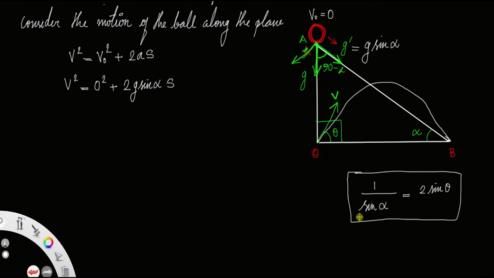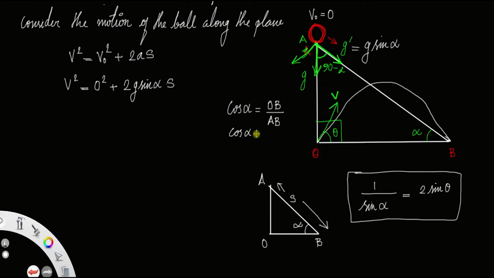Now if you take this plane AOB, this is our angle alpha. We know cos alpha will be, this length is the displacement s. So cos alpha will be OB by this AB. Cos alpha, adjacent side by hypotenuse. So cos alpha is equal to OB.